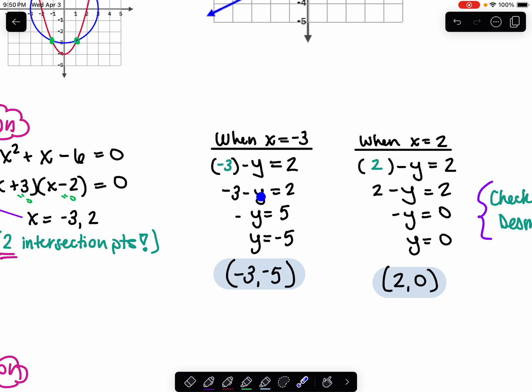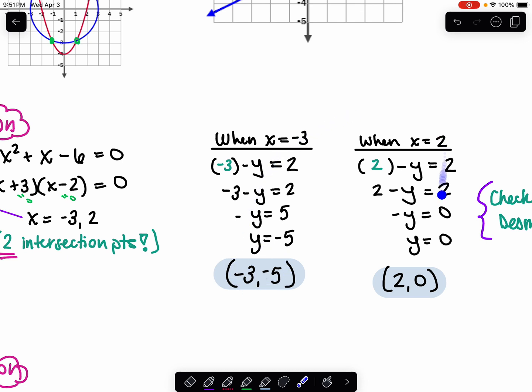So we get -3 minus y equals 2. I'm going to add 3, -y equals 5, so then y equals -5. So when x is -3, y is -5. This is one of my solutions to that system, which is great. I found one of my solutions, one of my intersection points.